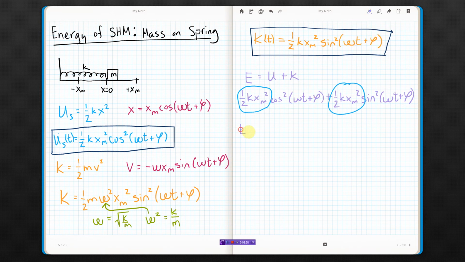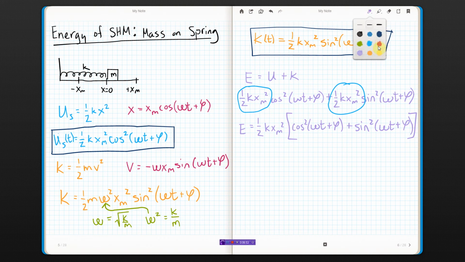And I get that the total energy is 1/2 k amplitude squared times the quantity: I've got a cosine squared of omega t plus phi, and then I've got a sine squared of omega t plus phi. And then a bracket. All right, there we go.